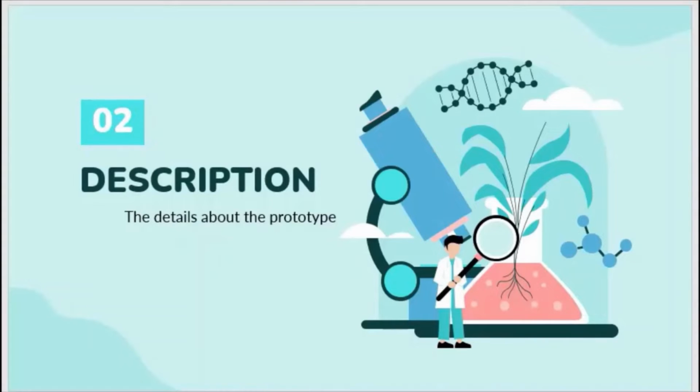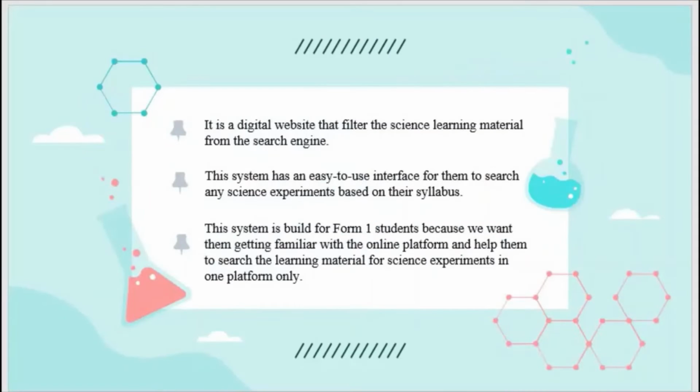Okay, so I will continue our presentation with the details about our prototype. This prototype is a digital website that works as an online platform that serves as learning material for science experiments. The system already filters the science learning material from the huge source in the search engine, so it has an easy-to-use interface for Form 1 students to search any science experiments based on their syllabus.